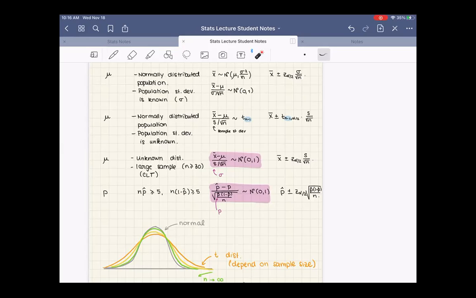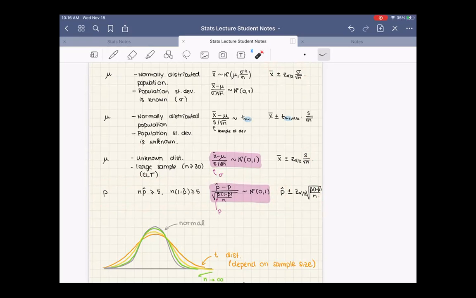So yeah, and so then the third one over here applies for a population of unknown distribution when you have a large sample. It's going to be very similar to the one that you have here, except here you have the standard deviation for the sample. And in the last case, you have a confidence interval for a proportion, which is going to depend on the sample proportion only.